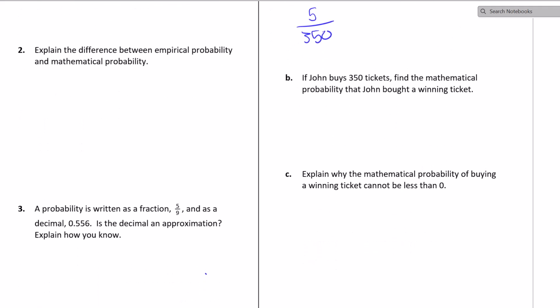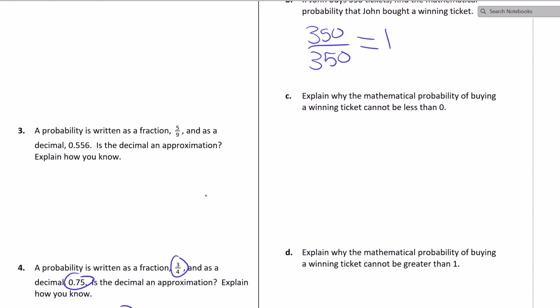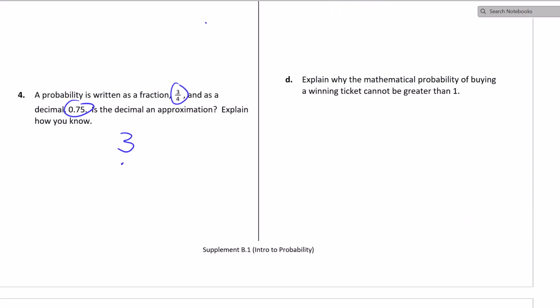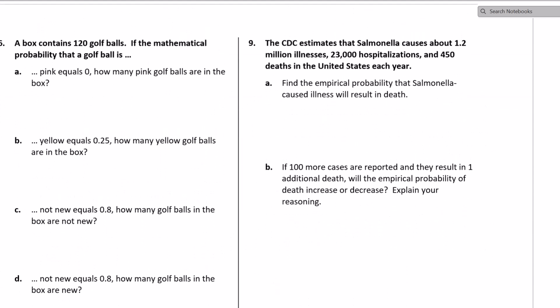If he buys all the tickets, he's going to win, unless somebody cheated. 100%. Guaranteed. And why can it not be less than 0? Because 0 means you're not going to win. Can you have lower probability than never? Imaginary probability? I don't know. It doesn't make sense. I don't like it. Can it never be greater than 1? Same thing.